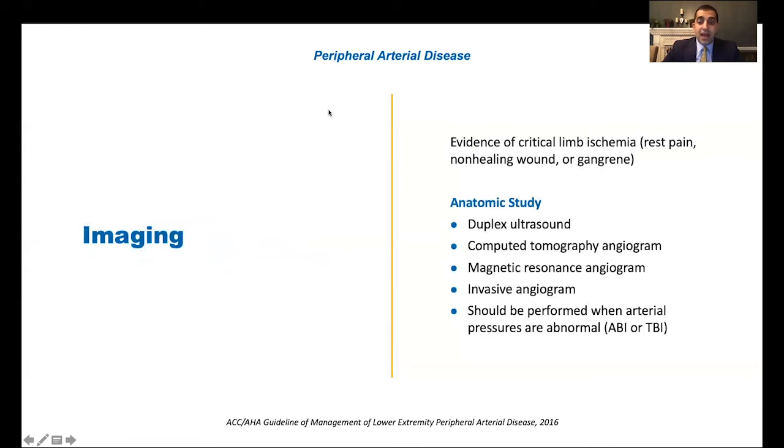When someone has an abnormal physiologic test or they have evidence of critical limb ischemia, we jump to anatomic testing in conjunction with that, which includes the ultrasounds, which visualize the arteries, CT angiograms, MRAs or magnetic resonance angiograms, as well as invasive angiograms, which can directly visualize the vasculature.